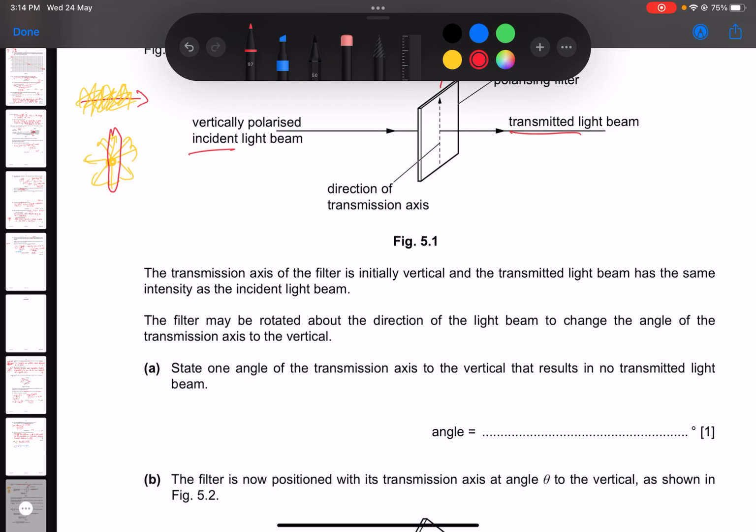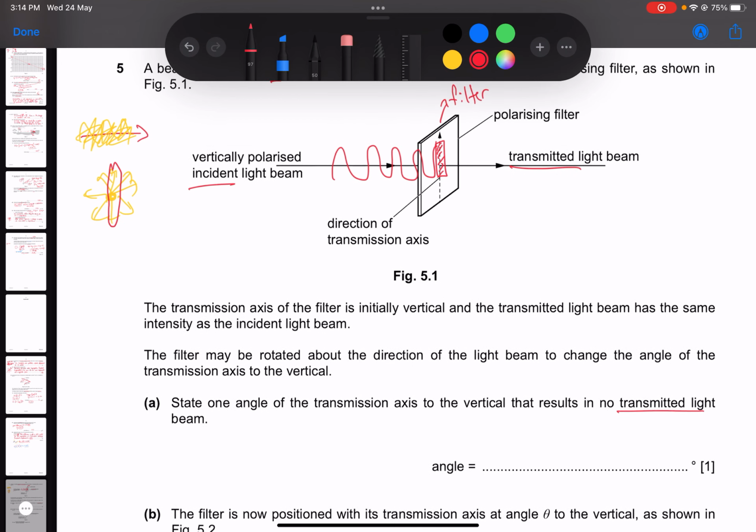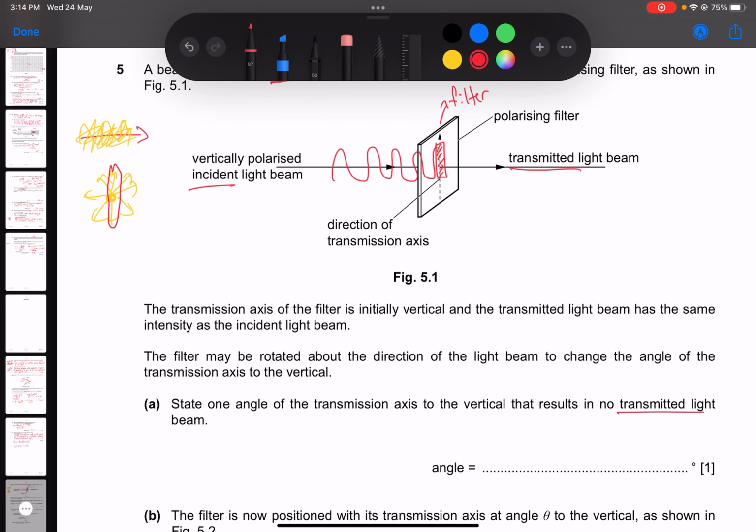Okay, the question. State one angle of the transmission axis to the vertical that results in no transmitted light. So how do we have to arrange it? Imagine our light is going up and down this way. If this filter has a slit, an opening this way, it can easily travel, right? So that is a 0 angle, right?